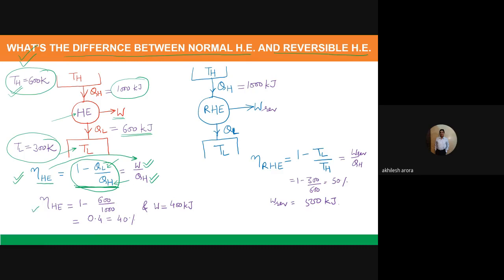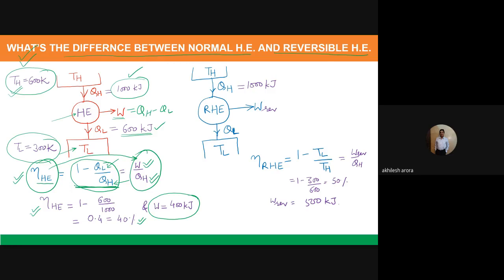The efficiency of the normal heat engine comes out to be 40%. And when we calculate the value of the W, it's quite easy. You can see what is the value of the W. It is equal to QH minus QL. So QH is 1000 and QL is 600. The work value comes out to be 400. We could have calculated the value of the work from this particular equation also. Once we have calculated the value of the efficiency, the value of QH is already with us, so we can calculate the value of the work also for the normal heat engine.